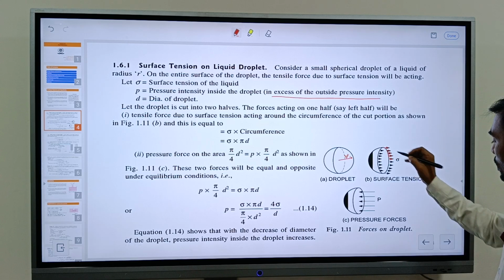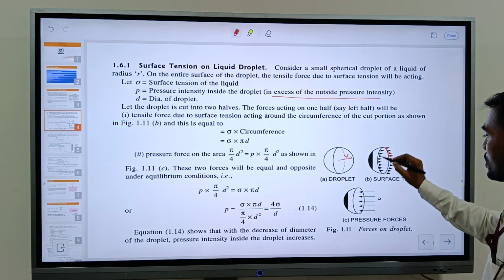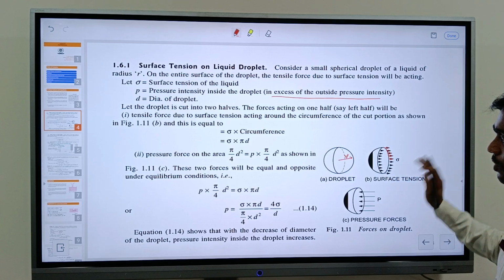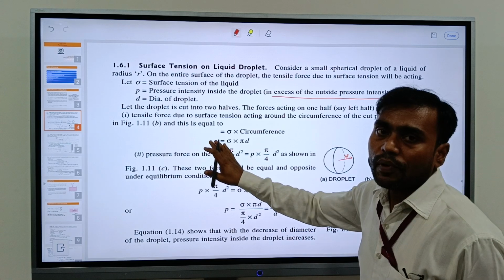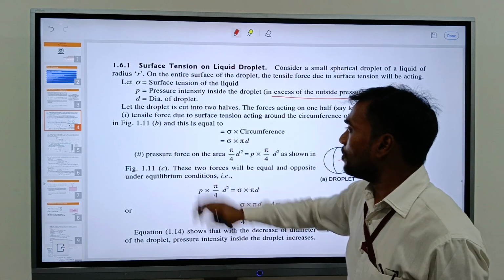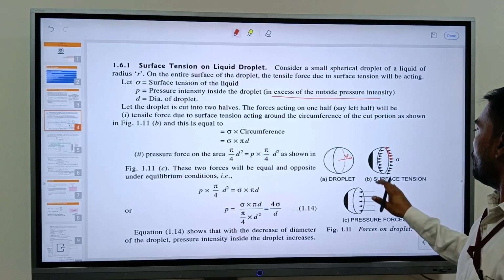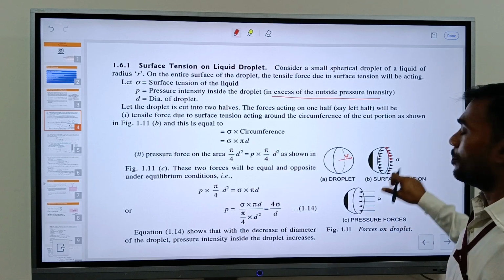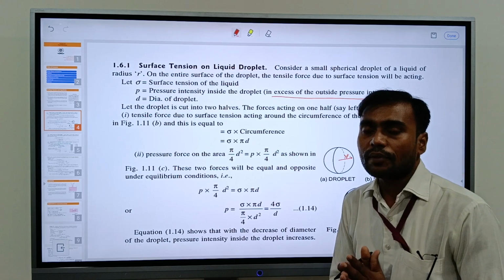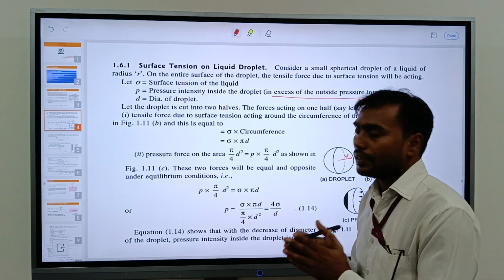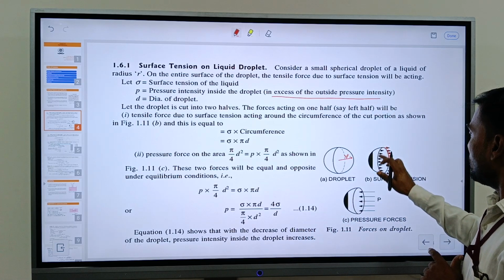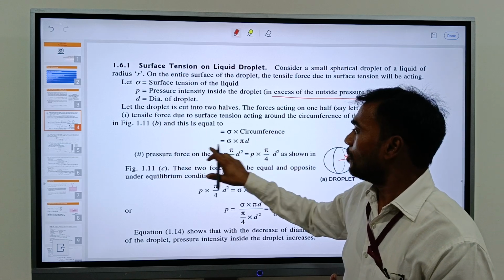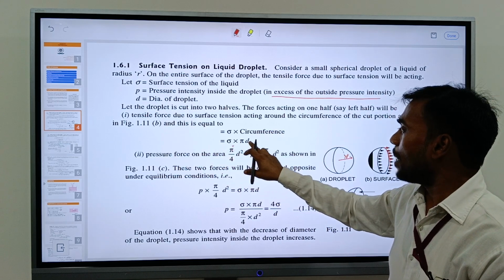This is the surface tensile force acting on the circumference. Now what will be the magnitude of this tensile force? Its magnitude will be sigma, the surface tension, into length, because surface tension is calculated by the force acting per unit length. The length will be the circumference. Therefore the tensile force will be equal to sigma into pi d.